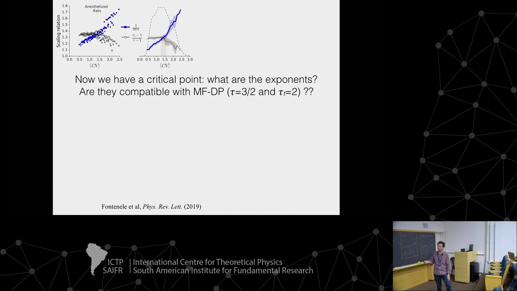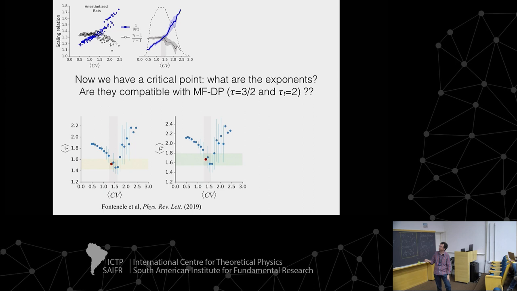This is tau as a function of CV. This is tau_t as a function of CV. And these colored stripes, if you can see them, yellow here and green here, are the ones which correspond to the critical CV value, where the crossing is. And you see that the value here for tau is 1.52 plus or minus 0.09.